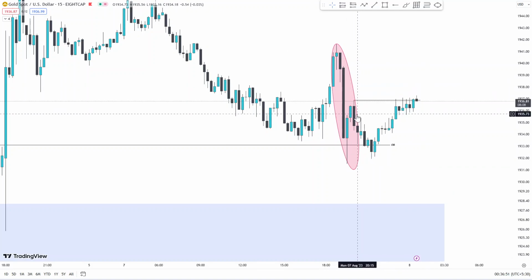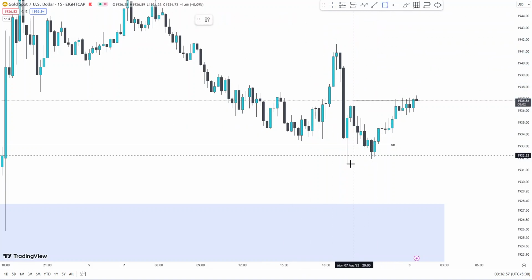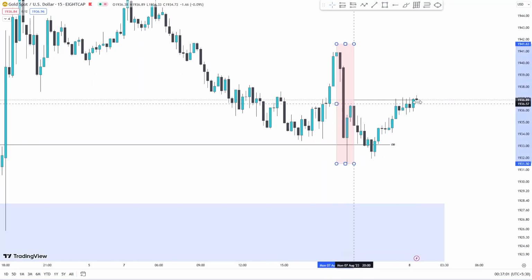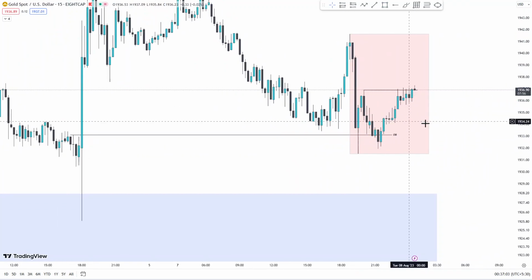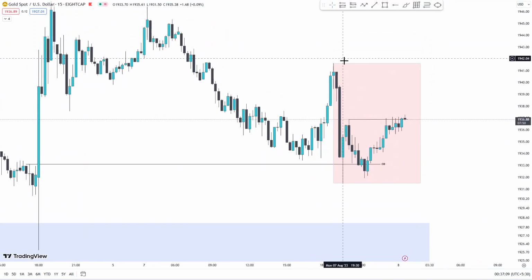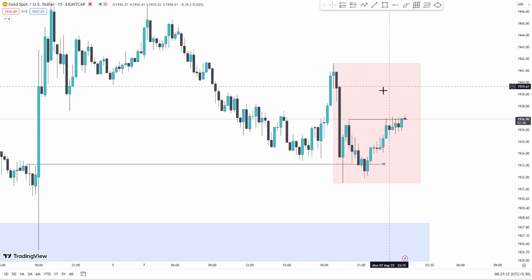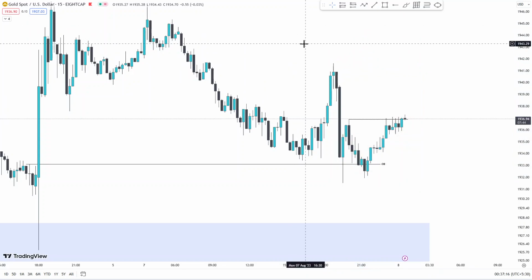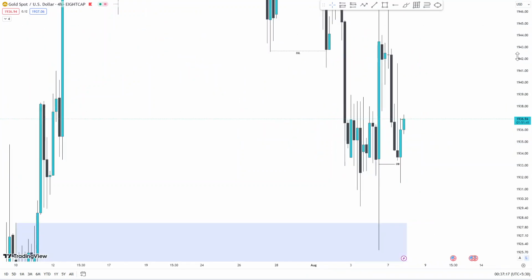So I wouldn't be interested in gold until this range gets taken out. This is a no trading range for me. If price comes below this range, I will look for longs. Even if it breaks this range, I will look for some confirmations on the long side, because our higher time frame narrative in gold too is bullish.